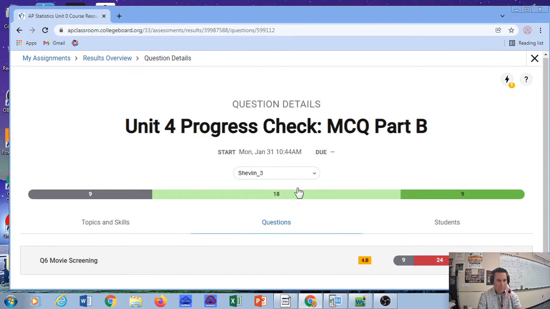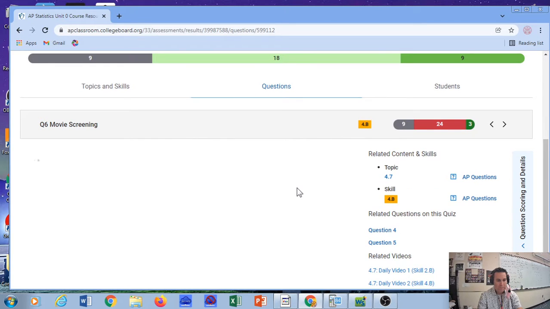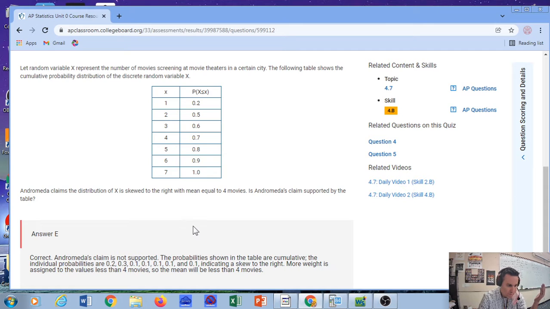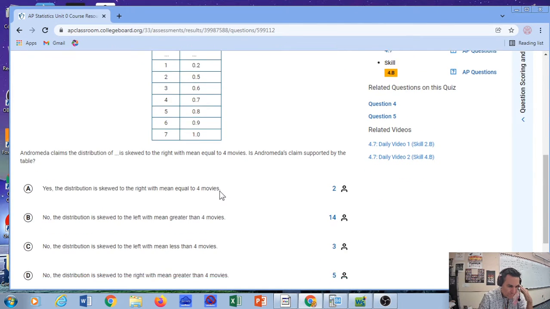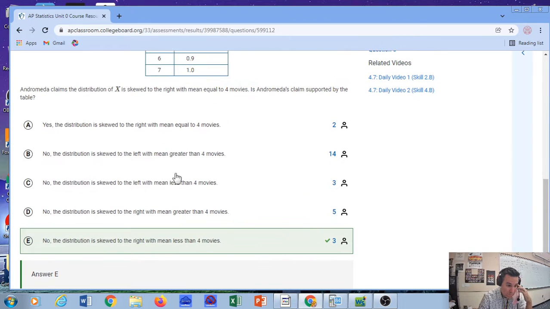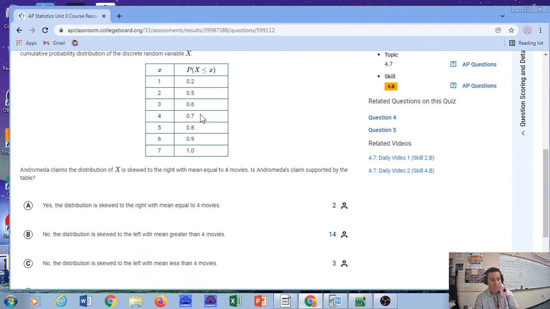We're back on the movie screening problem, and now I'll show you which one I would pick. It was right skew. We figured out the mean was 3.33, so the best answer here was skewed to the right with the mean less than 4 movies. A lot of you picked skewed to the left with the mean greater than 4 movies because you weren't looking at it as individual probability.